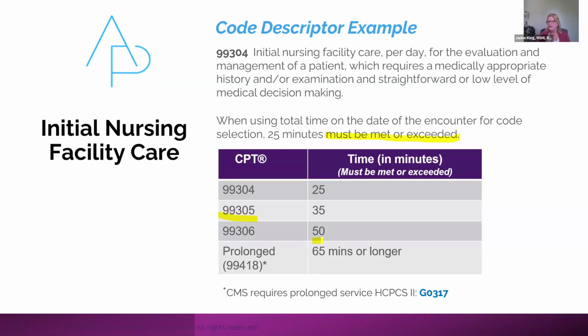Be careful with that. There's a 99418, which is a prolonged services code. In your CPT manual, right below code 99306, it says for number of minutes, 65 or longer, report 99418. I want you to go in your book and write G0317 for Medicare right next to that parenthetical note, because Medicare won't allow a 99418. They have their own set of codes. Okay, so do that in your book, and then let's erase my slide and move on to the next slide.